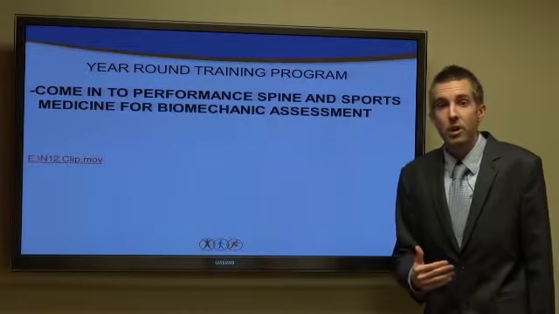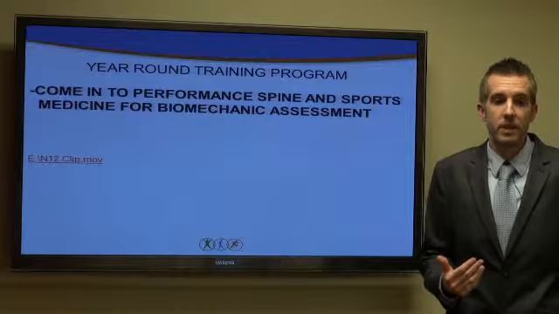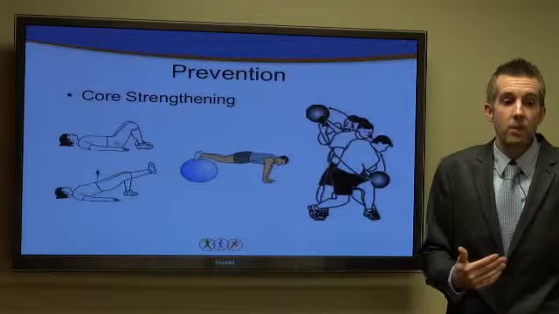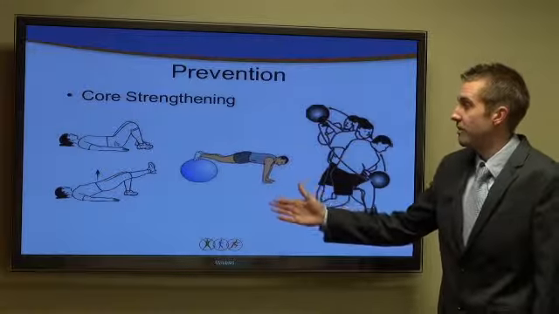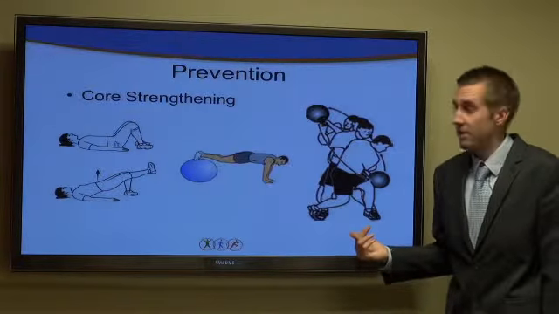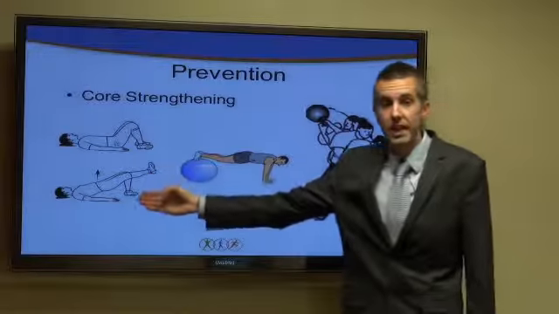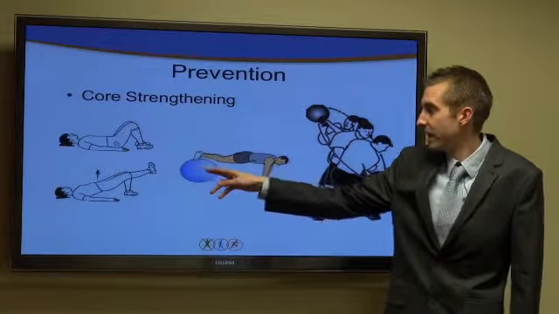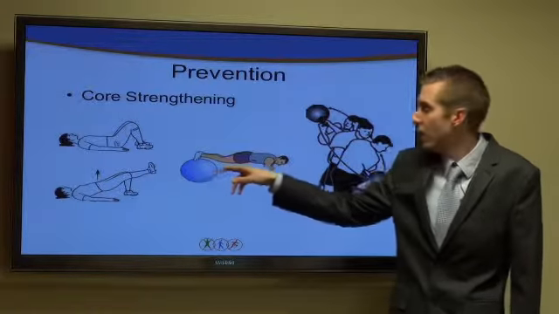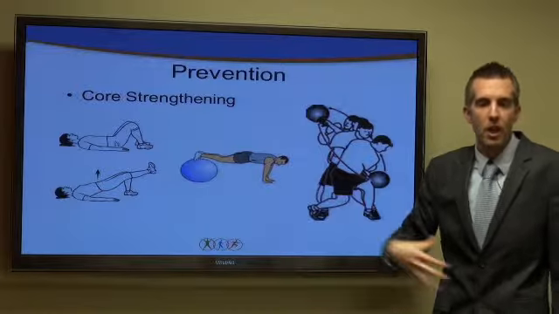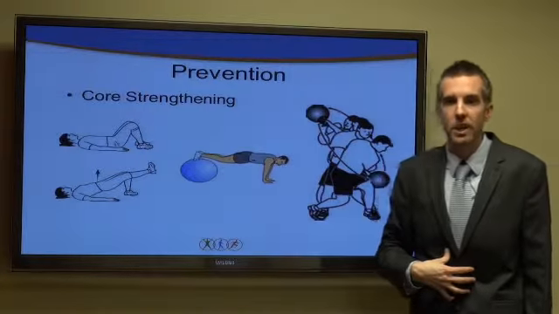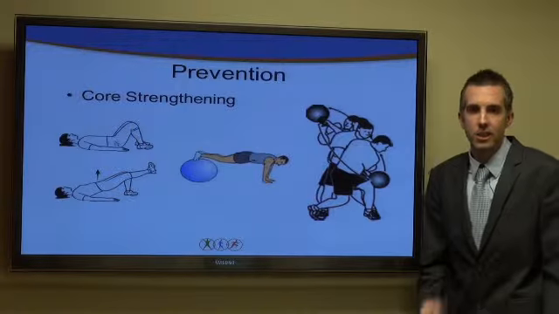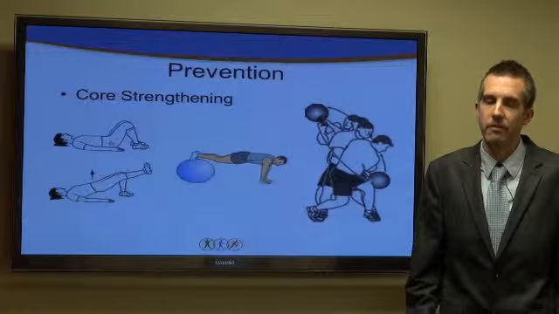So for a year-round training program, you can actually come into Performance Spine and Sports Medicine, where we will first take a look at your biomechanics, and then we'll set you up on a core strengthening program. These are just a few good exercises for basketball athletes. Just doing some planks, physio ball. This is a great exercise because you can actually work hamstrings by curling the ball underneath of you and back out. You can also work your upper body and go into a push-up. The whole time you're working your abs, you're working your glutes. And then the wood chopper. It's a great explosive exercise that works on the full body.